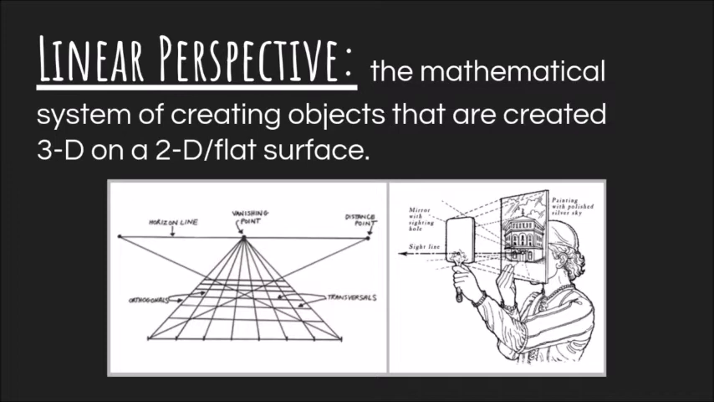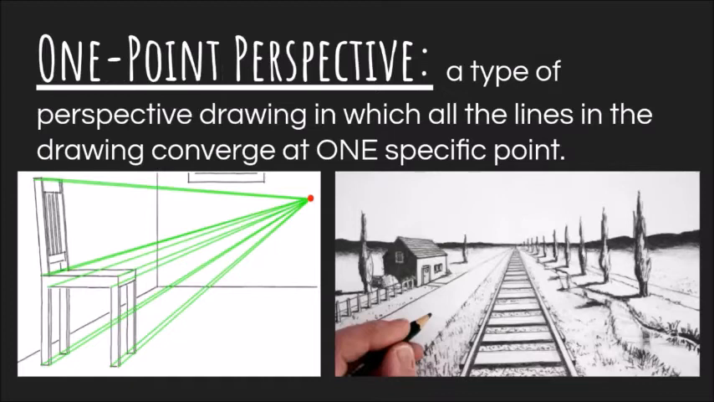More specifically, not just linear perspective, lines to create the illusion of space, we're going to be focusing specifically on something called one-point perspective. It is a type of drawing in which all the lines in the drawing converge at one specific point. Although this definition sounds kind of complicated, the concept is relatively simple. One-point perspective is a drawing method that shows how things appear to get smaller and smaller as they get further away, and converging lines, or lines that are coming together, come towards a single vanishing point on something we call the horizon line.